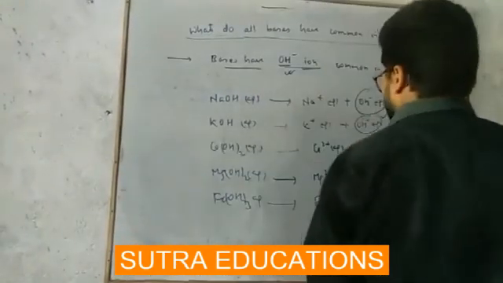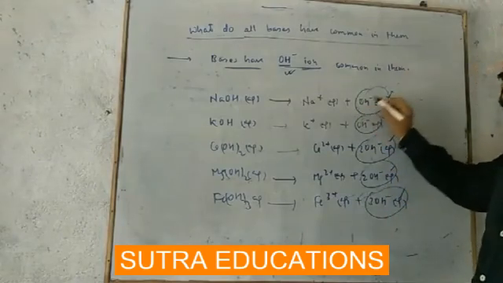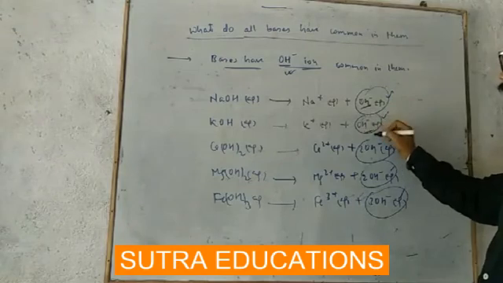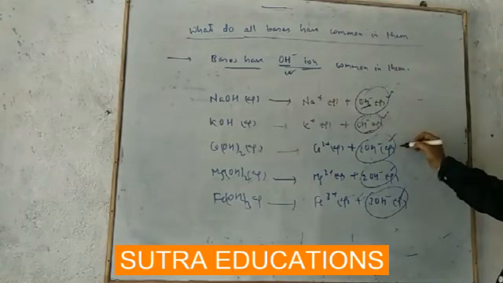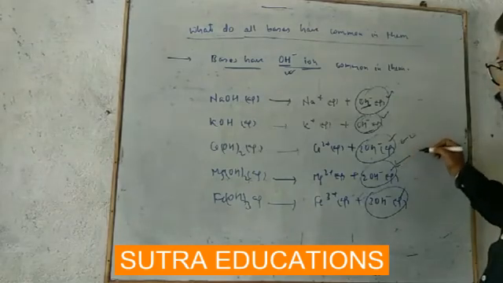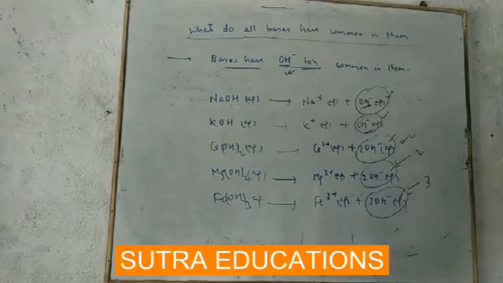And you know, this is acidity, I have told you. So acidity of NaOH is 1. Acidity of KOH is 1. Acidity of Ca(OH)2 is 2. Acidity of Mg(OH)2 is 2. Acidity of Fe(OH)3 is 3.